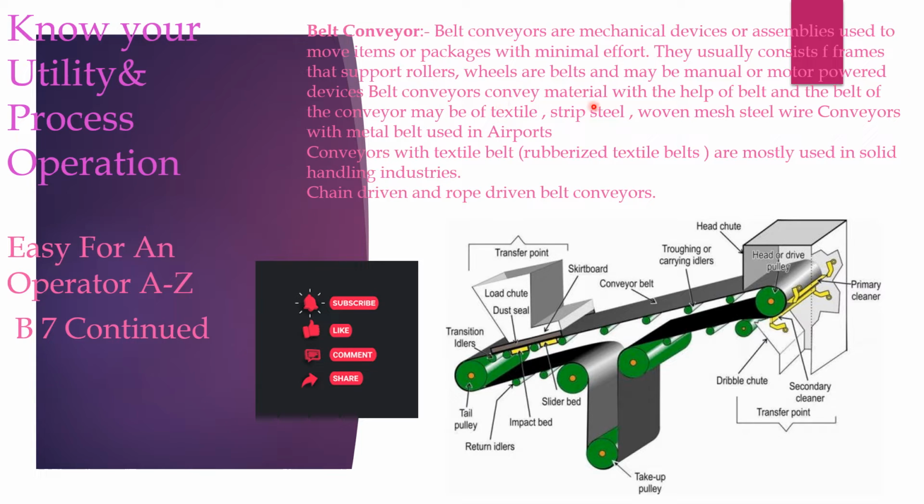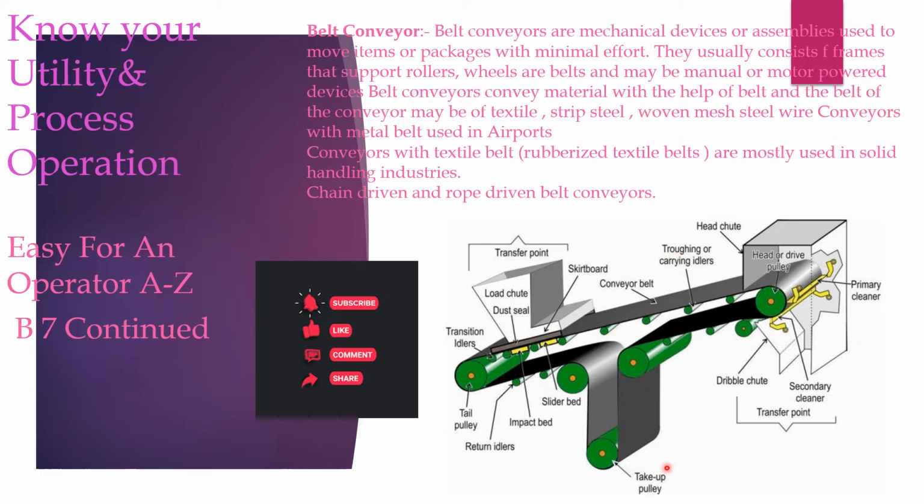Belt conveyors convey material with the help of a belt, and the belt of the conveyor may be of textile, strip steel, or woven mesh steel wire conveyors with metal belt, which are used in airports. Conveyors with textile belts, the rubberized textile belts, are mostly used in solid handling in industries. All types of industries use this type of rubberized textile belts only. Chain driven and rope driven belt conveyors are also used.